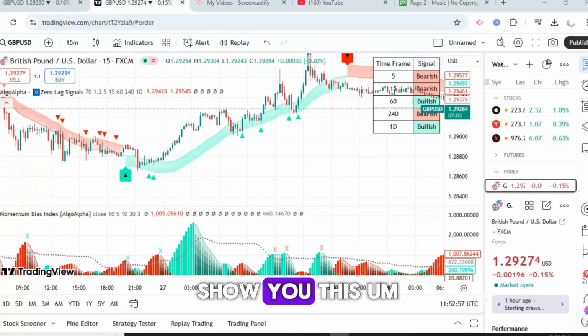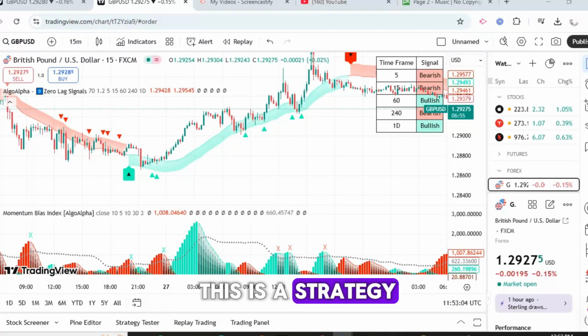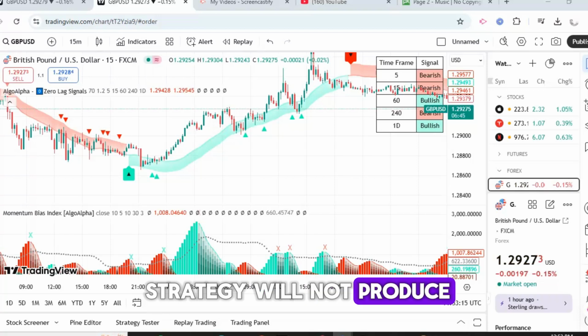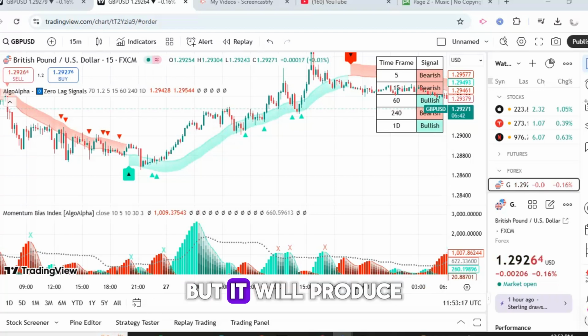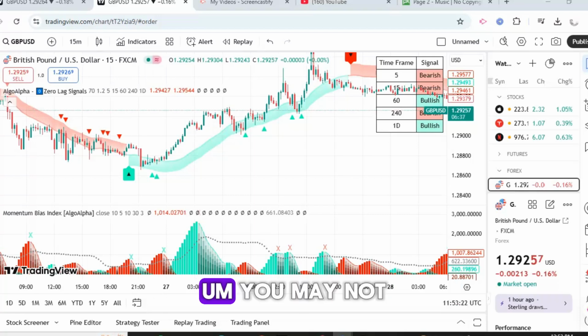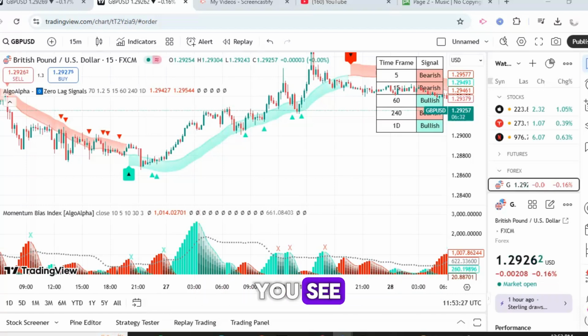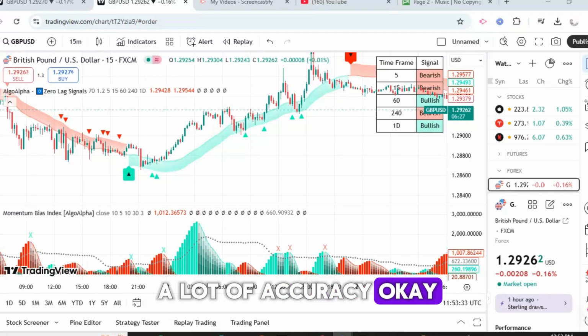Today I want to show you this strategy on TradingView. It's a strategy I saw somewhere, and I'd like to share it with people on my channel. First and foremost, I'd like to warn that this strategy will not produce many signals, but it will produce very accurate signals. You may not see a lot of signals, but the few you see will give you a lot of pips and a lot of accuracy.